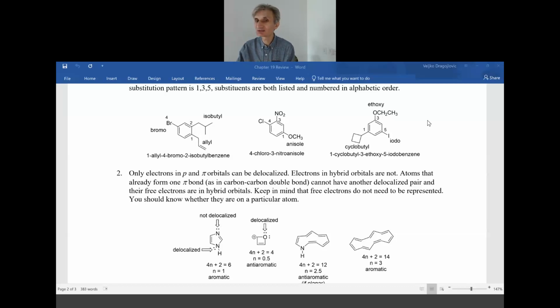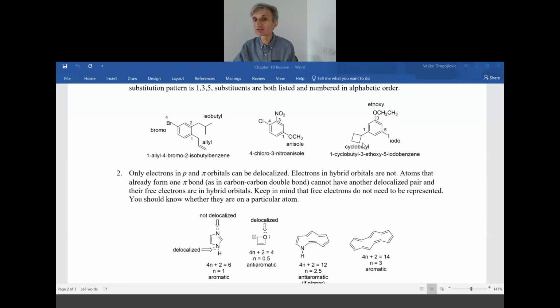So now it's a benzene ring. You have ethoxy, you have iodo, and this is cyclobutyl. Don't be confused by rings. You simply use the prefix cyclo and then whatever number of carbon atoms you have: 3 is cyclopropyl, 4 cyclobutyl, 5 cyclopentyl, 6 cyclohexyl, and so on. And cyclo is alphabetized. So the order of substituents is going to be cyclo, ethoxy, iodo.